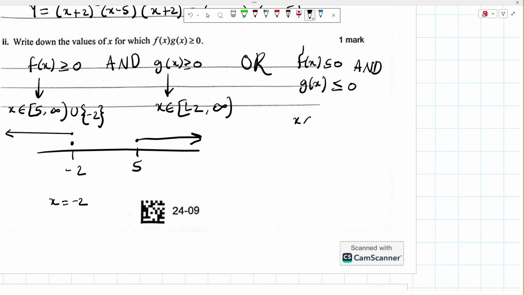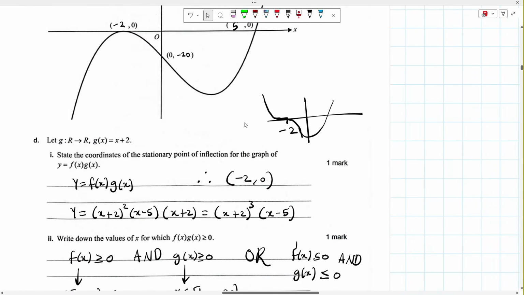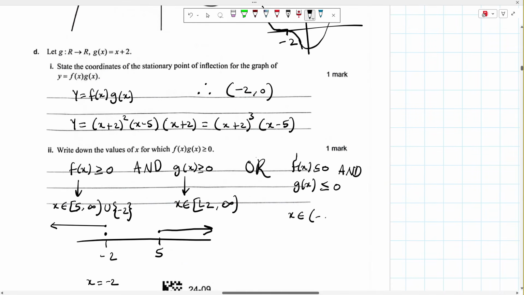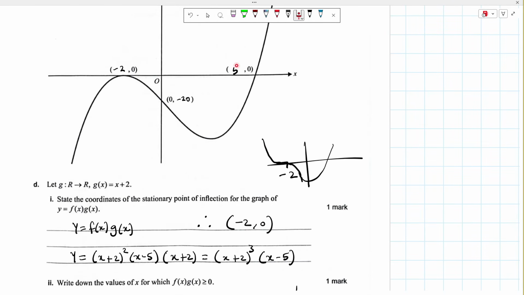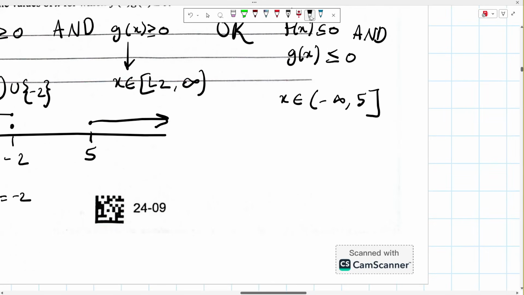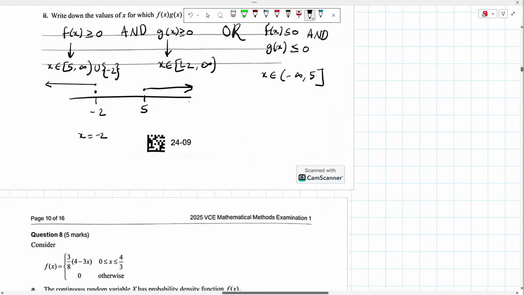Let's think about this now. When is f of x less than or equal to 0? Well, it's less than or equal to 0 all the way from here, here, here, and here. So negative infinity all the way to 5, including 5, because at 5 it's exactly 0, and we can have it be exactly 0. When is g of x less than or equal to 0? G of x looks like this. So we get negative infinity to negative 2.